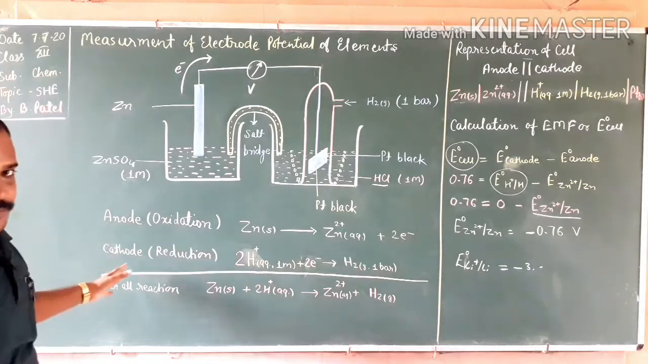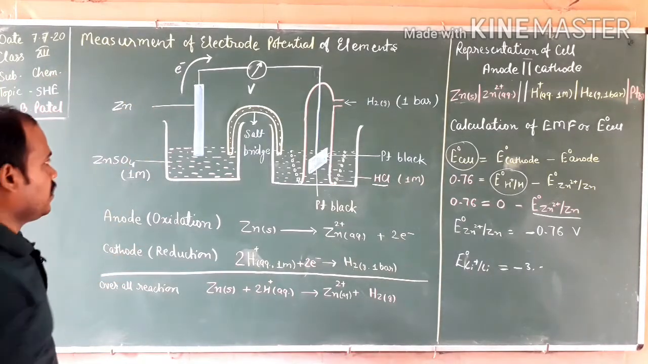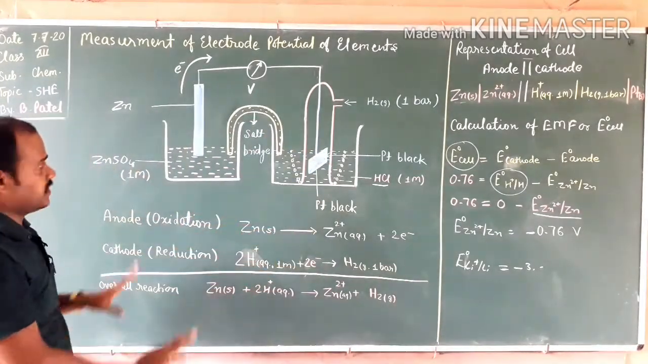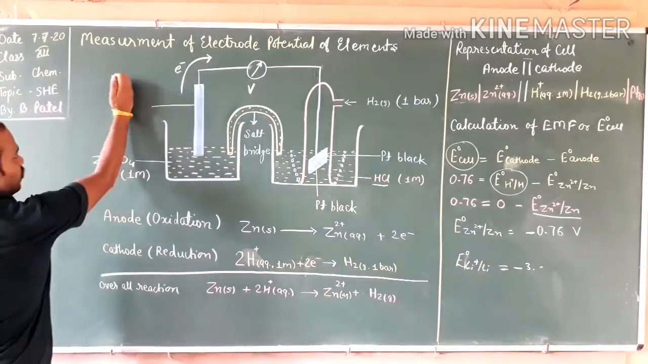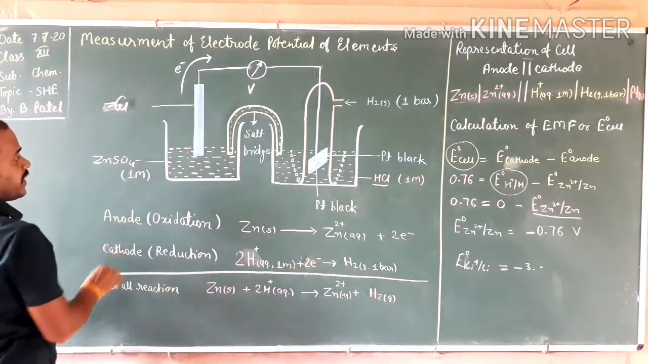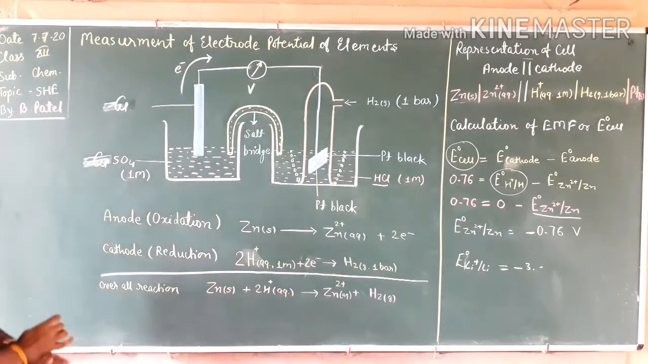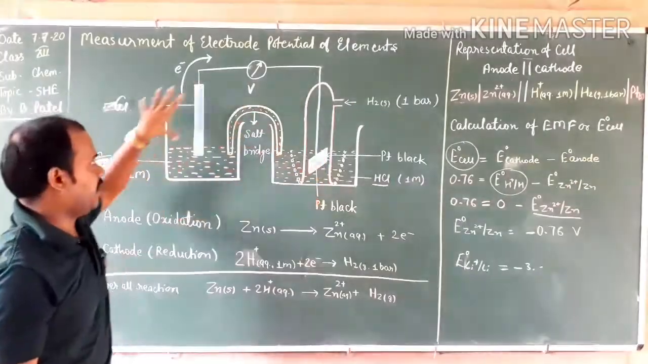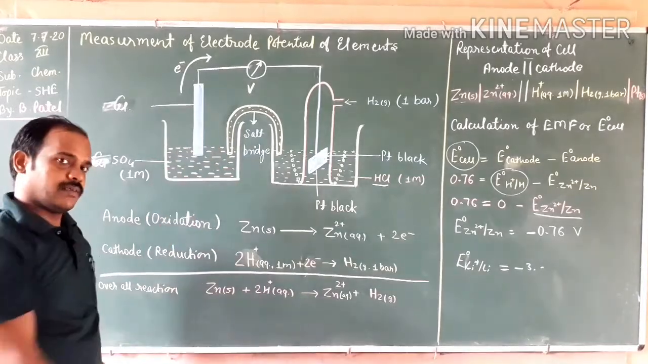In the same way, we can calculate the electrode potential of copper. So in copper, what will be the setup? The setup will be the same as this. Here the difference will be what? In place of zinc, now we will take copper. In place of zinc sulfate, we will take copper sulfate. The salt bridge will be the same, the hydrogen electrode will be the same, everything will be the same. Just the difference is that copper is immersed in copper sulfate.